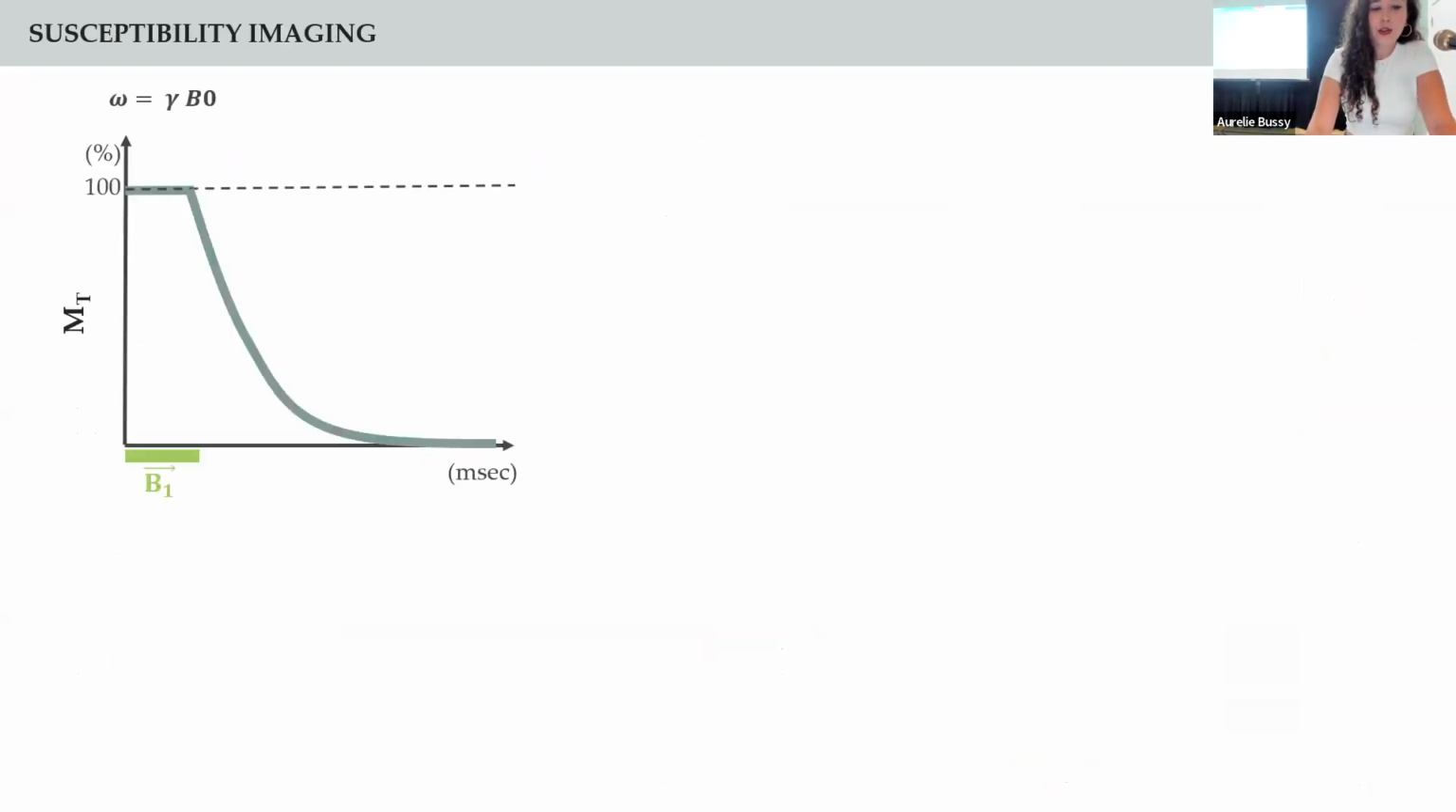Okay, so last technical thing that I want to touch upon is this idea of susceptibility, which is very interesting. So basically, when we talk about susceptibility, we talk about transverse decay. So we go back to exactly the same figures that I was showing you before. So we have this exponential decay right after we stop B1. And I mentioned also earlier that the frequency at which the spins are rotating is defined by B0.